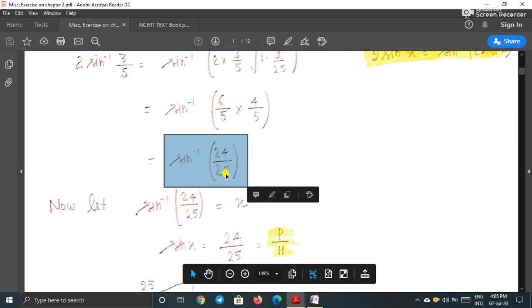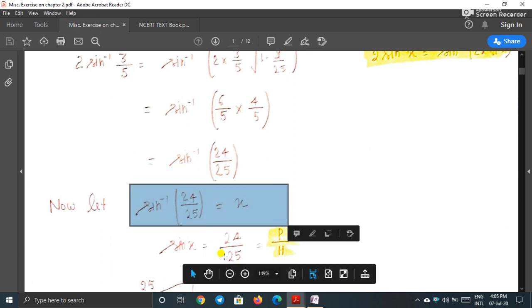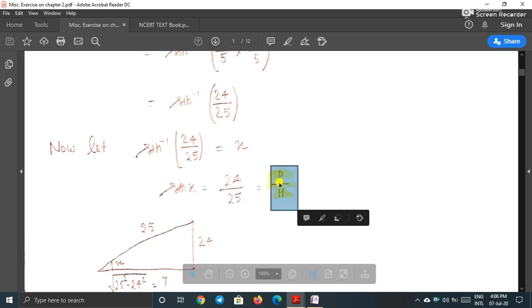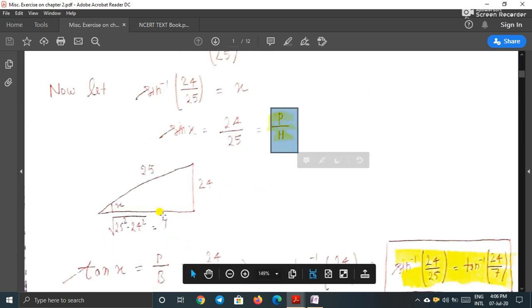Now we have to change this sine inverse into tan inverse. For changing sine inverse into tan inverse, let us take sine inverse 24 upon 25 equal to x. So sine x equals 24 upon 25. We all know that sine is equal to perpendicular upon hypotenuse. So let us make a right angle triangle whose perpendicular is 24 and hypotenuse is 25. By the use of the Pythagoras theorem, we can calculate its base. Its base will be equal to 7.